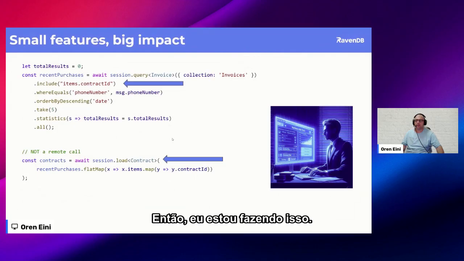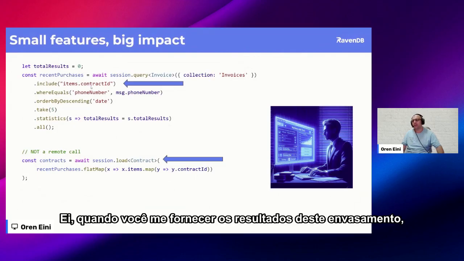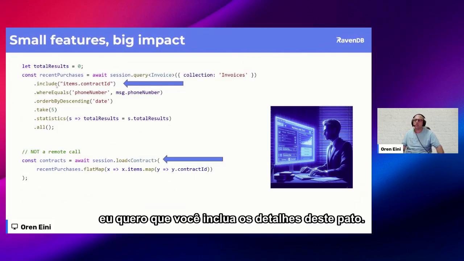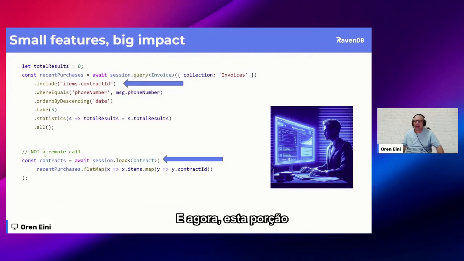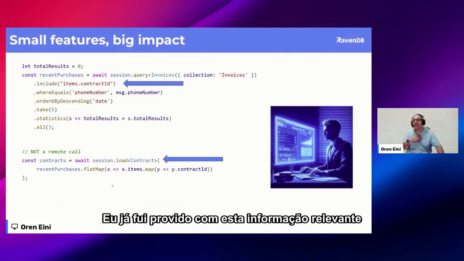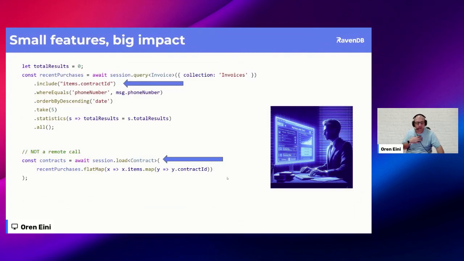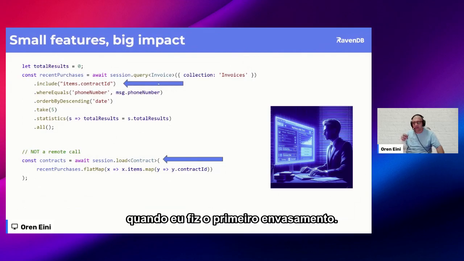So I'm doing this. I'm telling the database, hey, when you give me the results for this query, I want you to include the details from this path. And now this portion is not a remote call. I was already provided with this relevant information when I ran the first query.